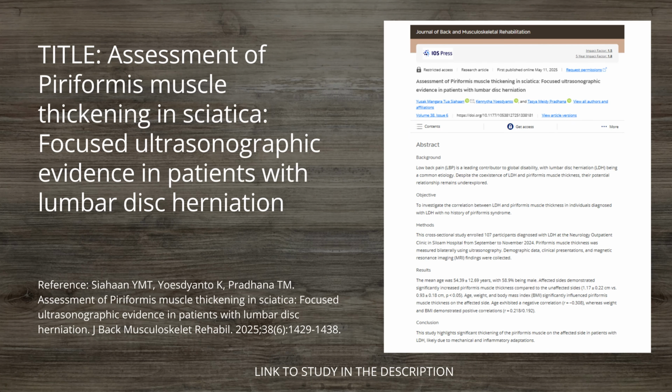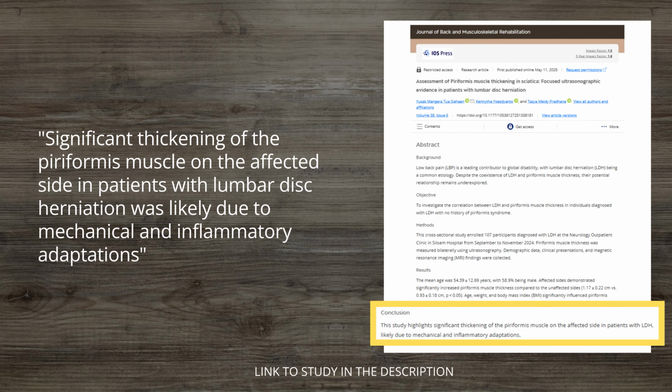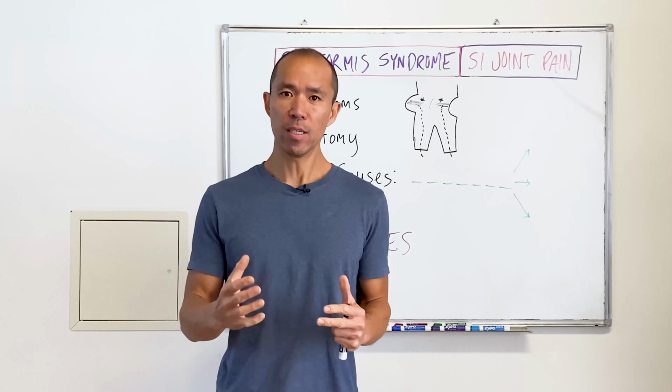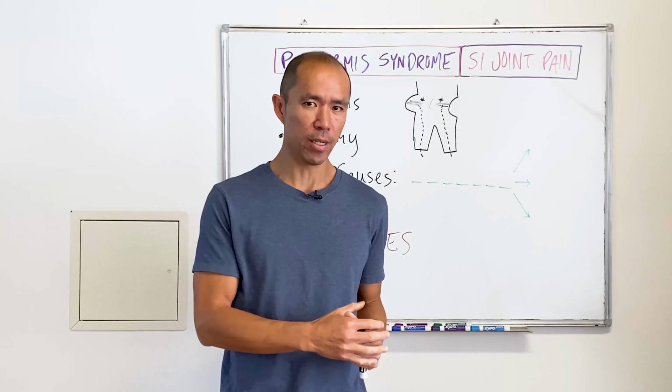This study is titled Assessment of Piriformis Muscle Thickening and Sciatica, Focused Ultrasonographic Evidence in Patients with Lumbar Disc Herniation. In the study, the researchers looked at 107 participants who were diagnosed with lumbar disc herniation. And what the researchers found was that significant thickening of the piriformis muscle on the affected side in patients with lumbar disc herniation was likely due to mechanical and inflammatory adaptations. Now, what this study showed was that piriformis syndrome was secondary to lumbar disc herniation.